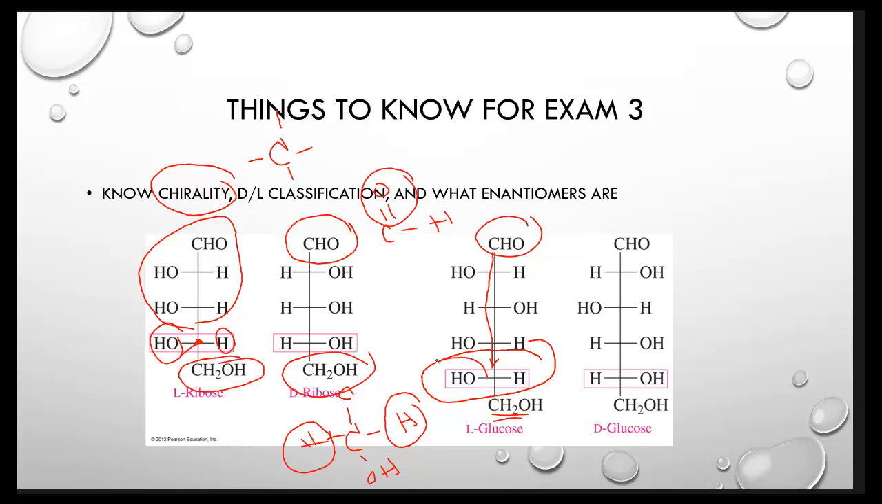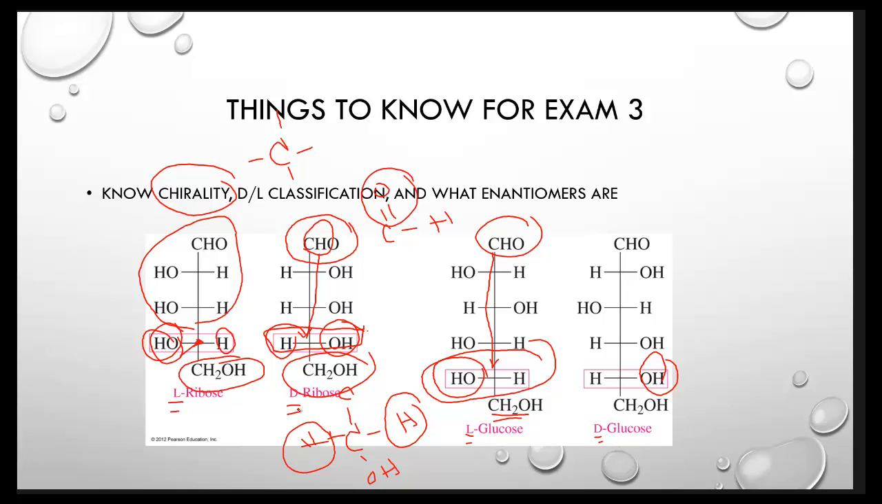If that OH group is on the left, it's the L. If it's on the right, it's a D. That's all you have to look for. Make sure CHO is on the top, go all the way down. The last chiral carbon, if it's on the left, over here, it's an L. If it's on the right, it's a D.